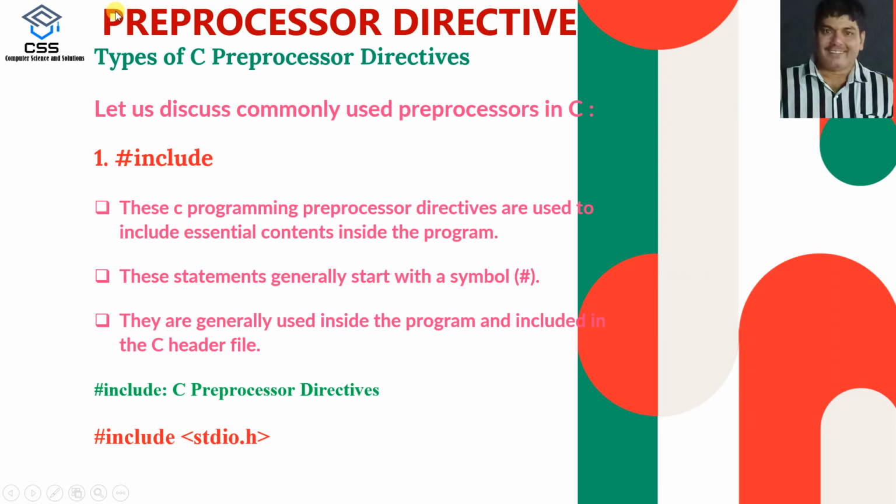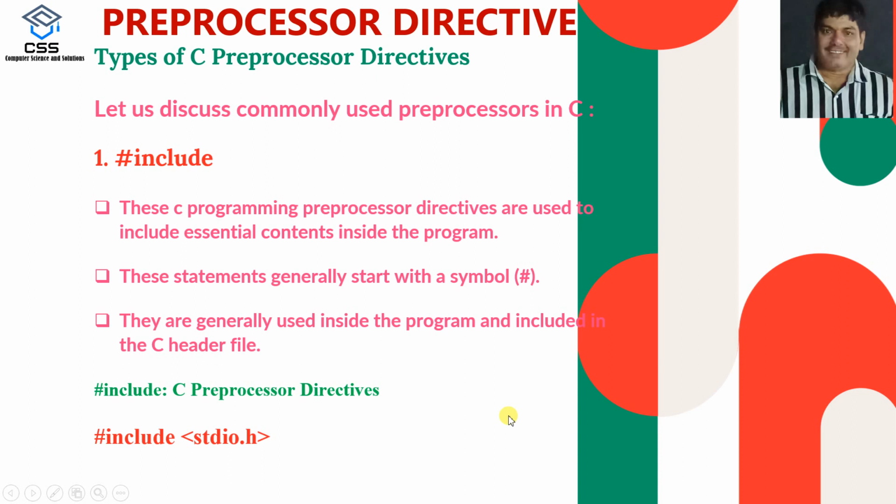What are the different types of preprocessor directives? We are discussing two important preprocessor directives. First is #include. Hash is known as the preprocessor, include is the directive, followed by the header file. What is the need of a header file? Because within the header file, the predefined functions are defined. If you don't include the header file, the different functions will not work.